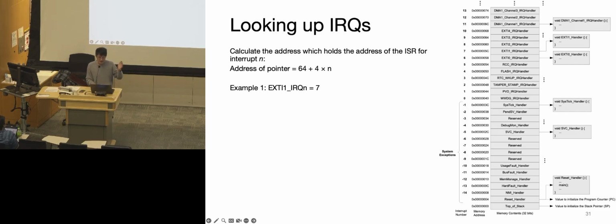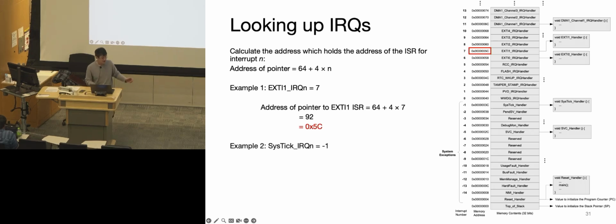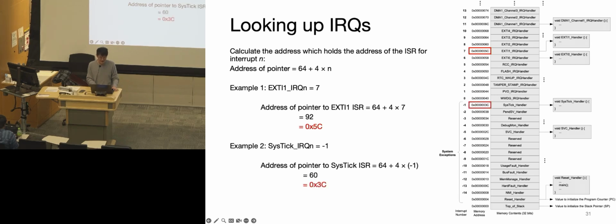For example, if we have interrupt request number 7 coming, we just do the calculation, and it's going to be 92, or 5C, which is that. And if we have a negative value, for example here, similarly we do the whole calculation and we get 60, which is 3C, which goes to that one. Any questions on how we find the correct index in this vector table? Okay, perfect.